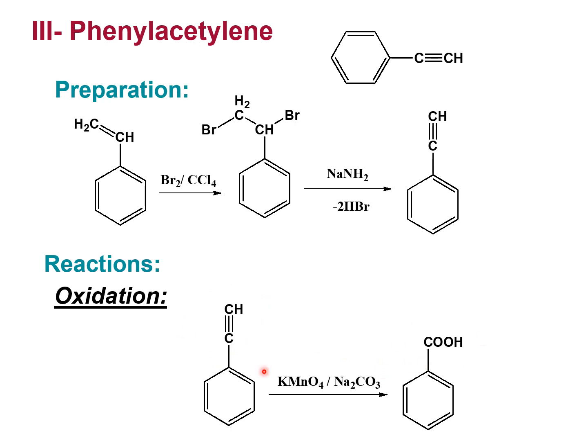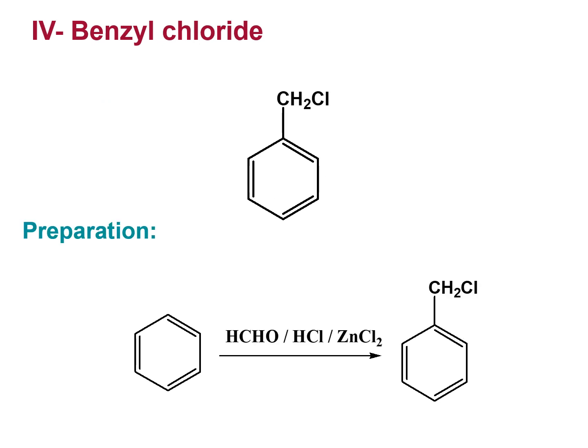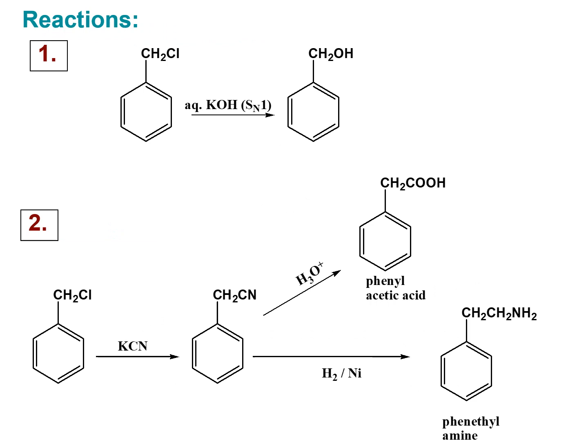Remember, in all previous classes, you still have the electrophilic substitution reactions of the ring. All of them can be applied here. Finally, we have the last derivative, which is the benzyl chloride. As we said, you can prepare it using formalin, hydrochloric acid, and zinc chloride. And the reactions of this compound are the substitution of the halogen. You can substitute with whichever nucleophile you prefer. We have here two examples, substitution with an OH and substitution with the cyano.